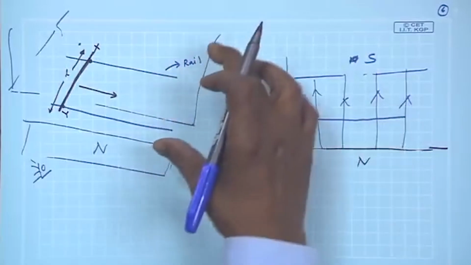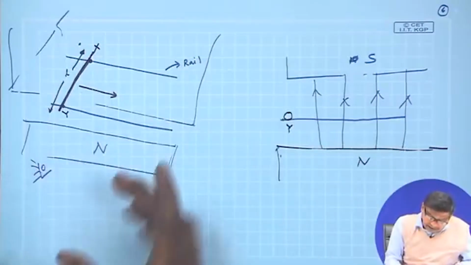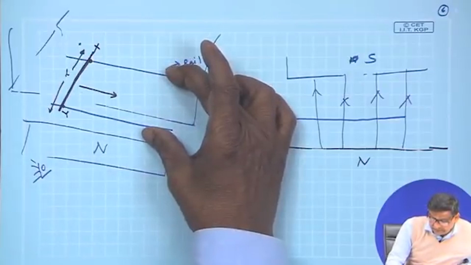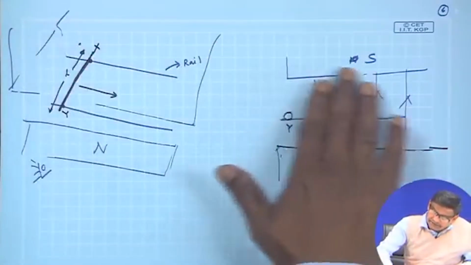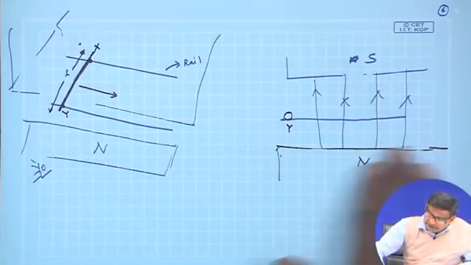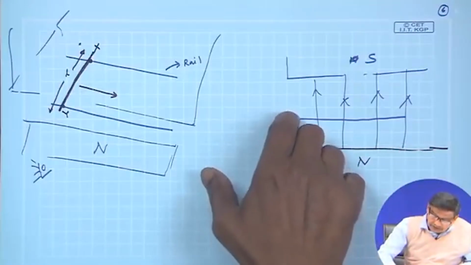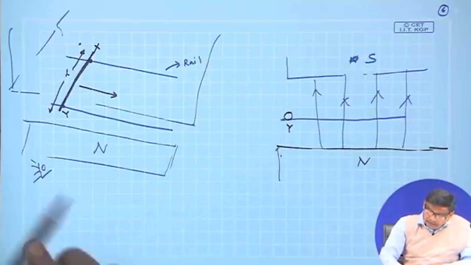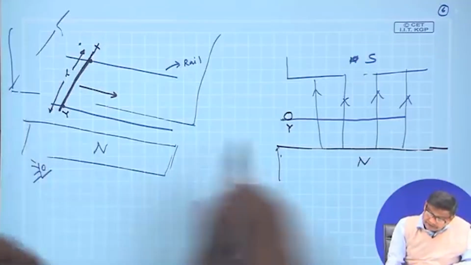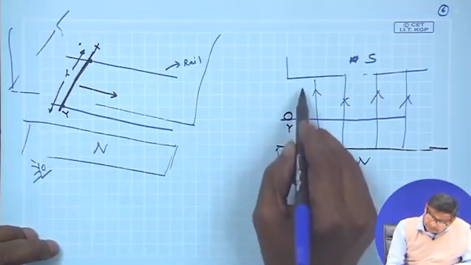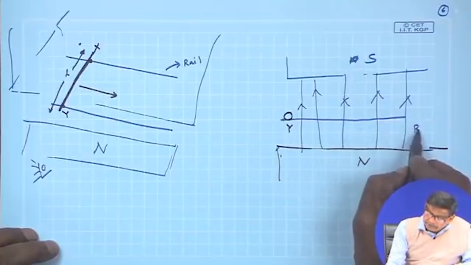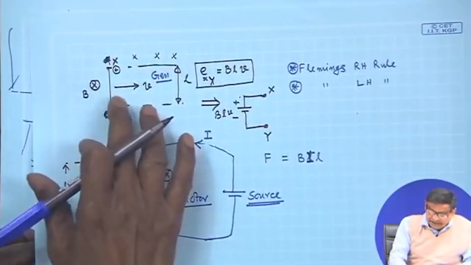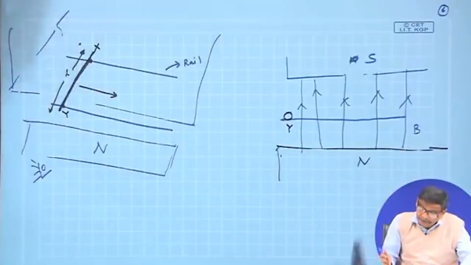And what is the width of the magnets? Width of the magnet is the track length. Okay? North pole above the track, south pole below the track, and this is your conductor. So it goes like this, B. This same thing I have drawn here in this example this way.